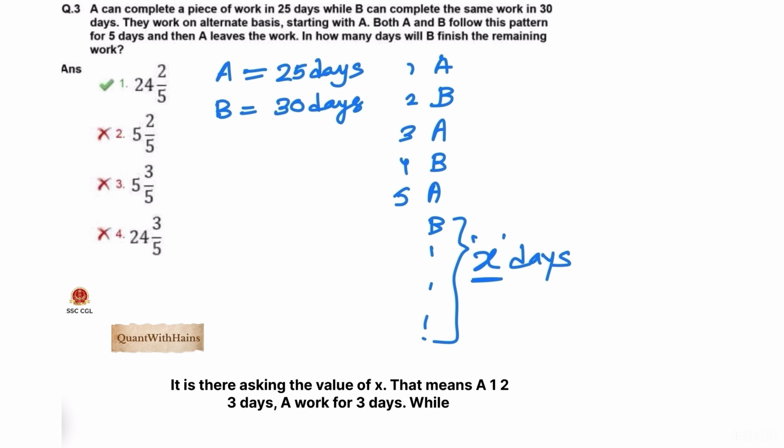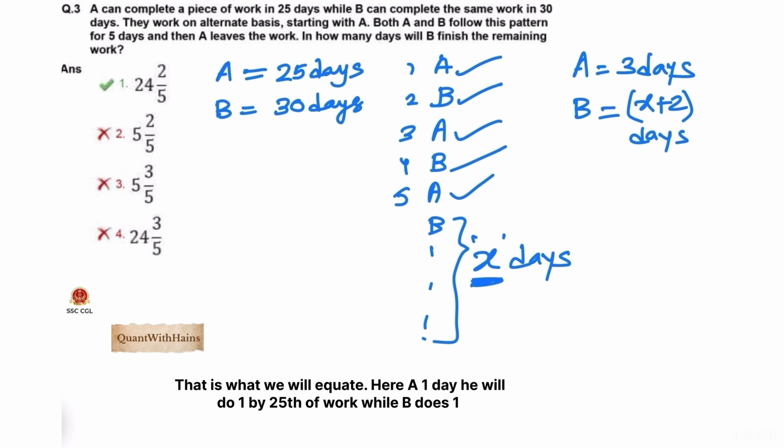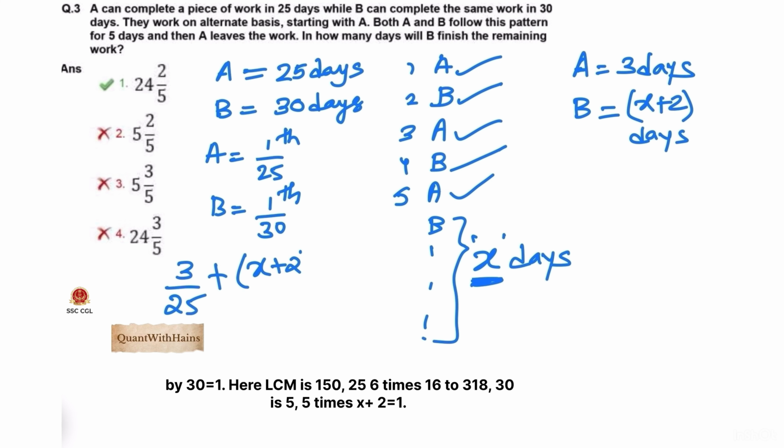That means A worked 1, 2, 3 days, so A worked for 3 days, while B worked for 1, 2 and X days. That means X plus 2 days. That is what we will equate. Here A in 1 day will do 1/25th of the work, while B does 1/30th of the work. A worked for 3 days. That means 3/25 plus B worked X plus 2 days, so X plus 2 by 30, equals 1.